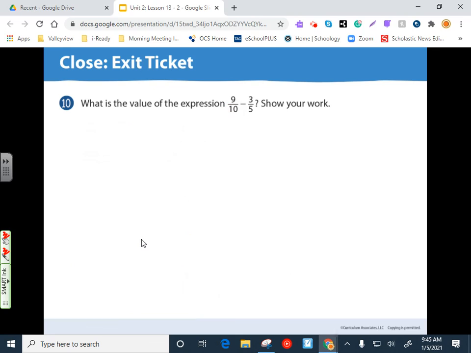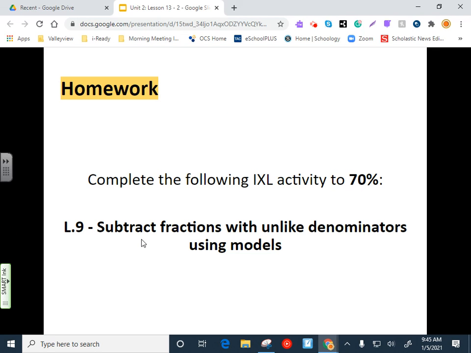All right. So for your homework, we will return to IXL. And again, you're working toward that bronze medal, which triggers at 70%. You will be doing L9, subtract fractions with unlike denominators using models. You can use the models to solve it or simply answer the questions on a separate piece of paper.